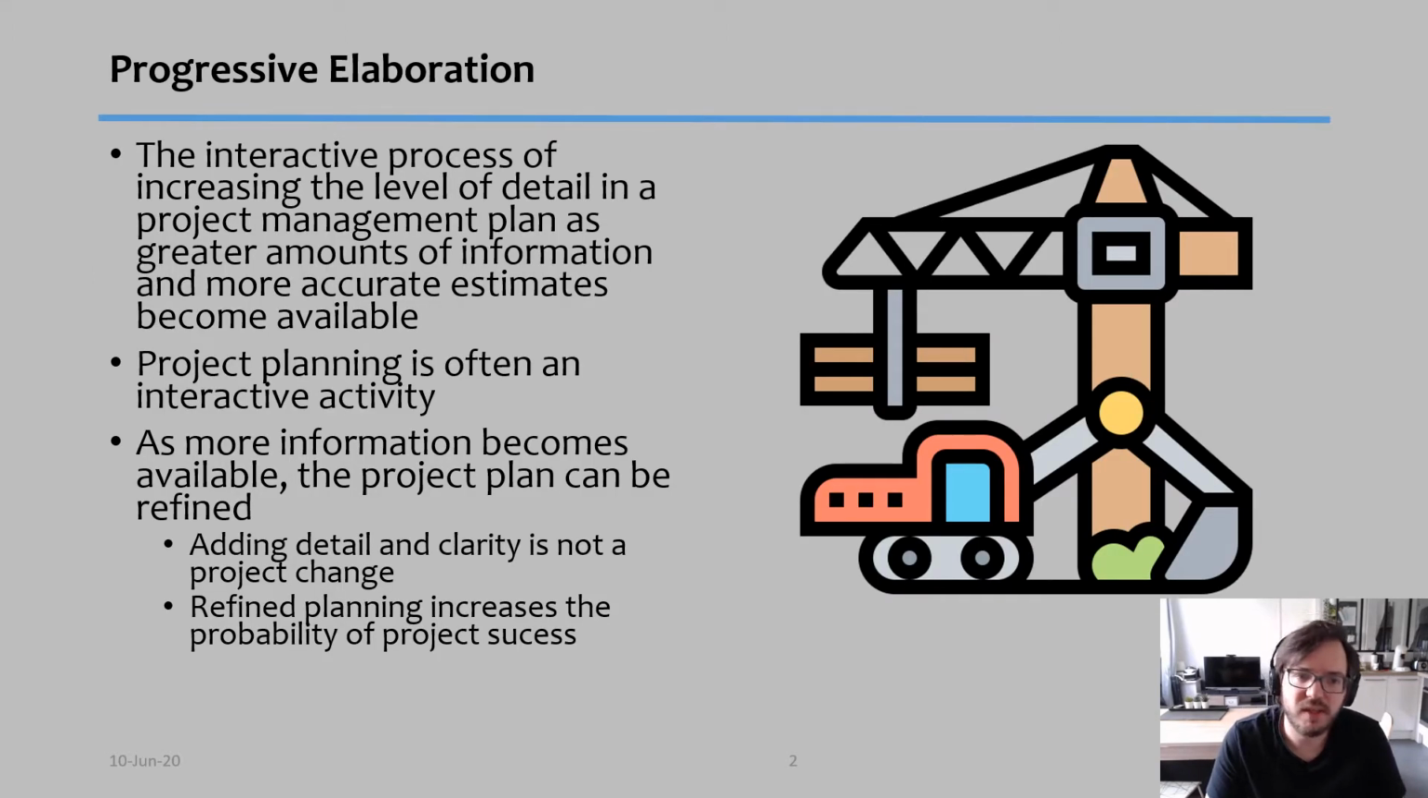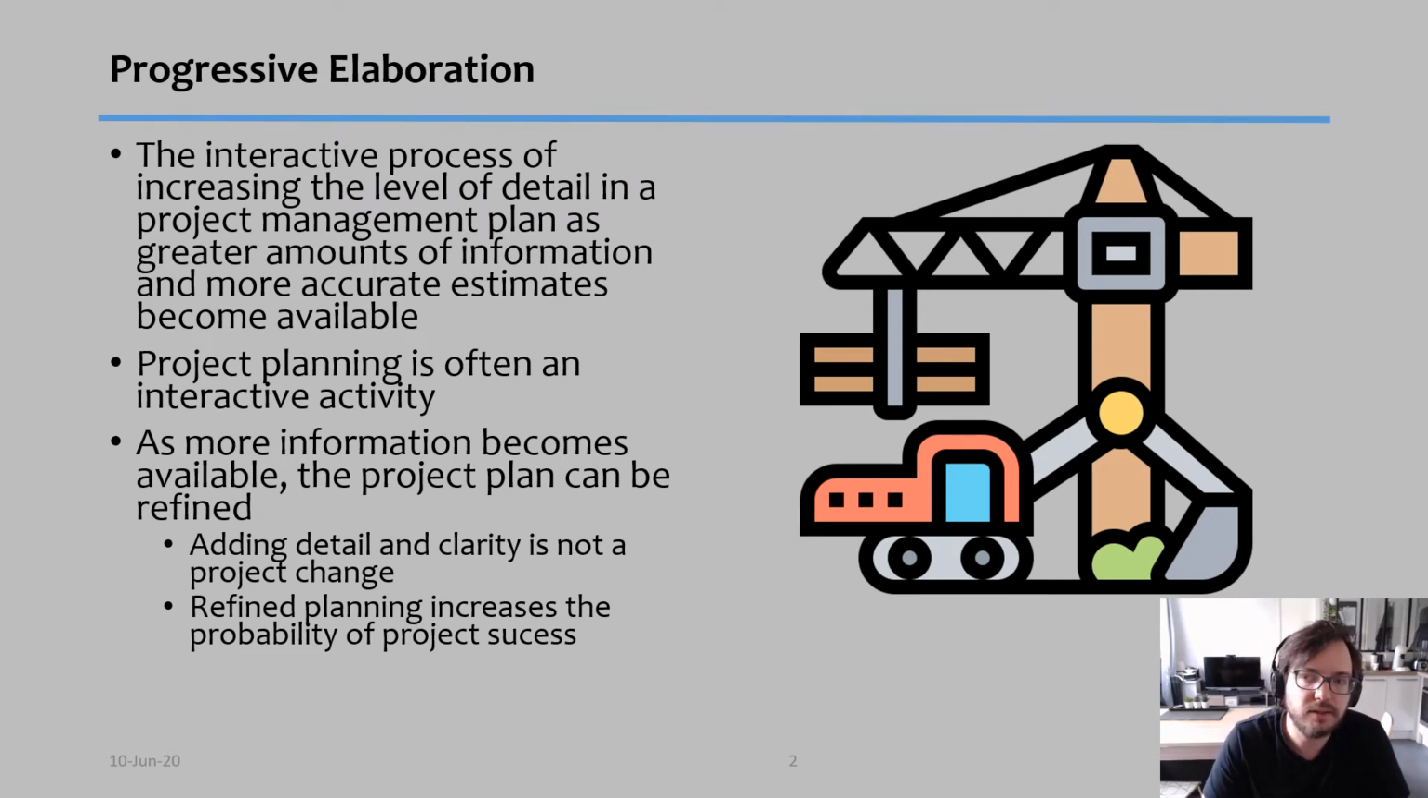So progressive elaboration is an iterative process of increasing the level of detail in a project management plan as more information and more accurate estimates become available. In other words, in this kind of method, I taught you in my previous videos, I spoke about planning everything in advance. This is a little bit different. You cannot plan things in advance in this method. Rather, you plan as you go along.